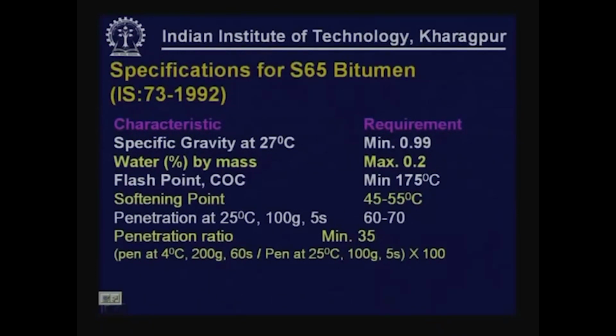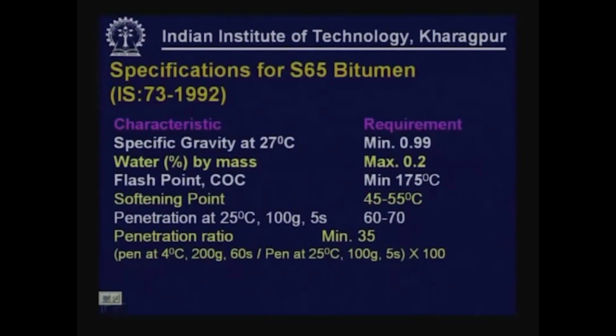Flash point, which is a test that we conduct for safety concern, minimum of 175 degree centigrade. Softening point normally ranges between 45 to 55 degree centigrade for 60-70 binder, this is the S65 bitumen that we are talking about. Penetration obviously has to be between 60-70. Penetration ratio should be a minimum of 35.